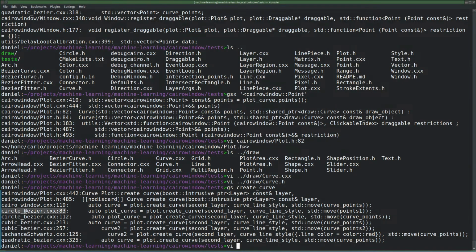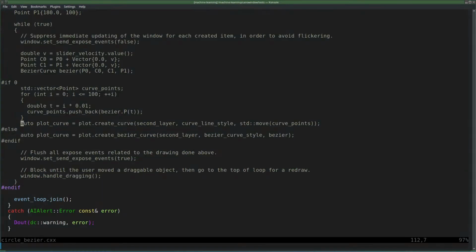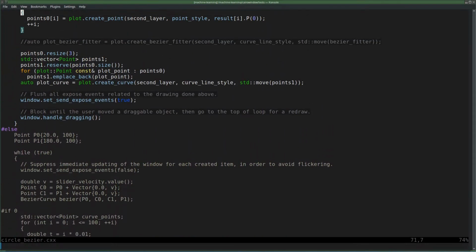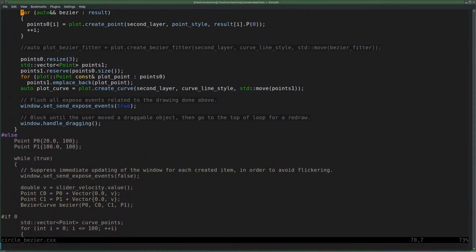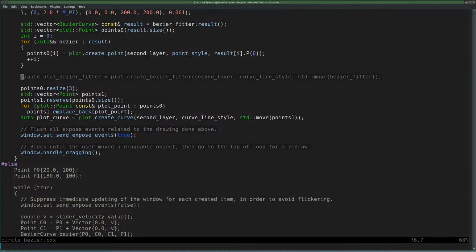I think I did hide it in circle. Comment it out. 0.1, 0.2. Size 3 points. Yeah, I think this is the one.